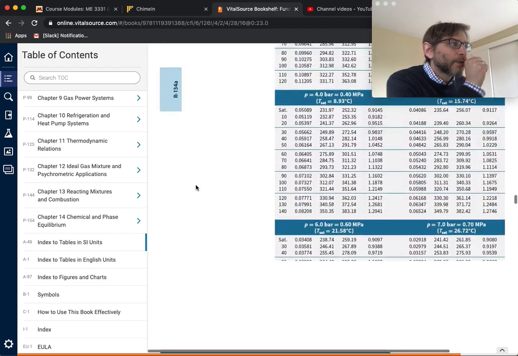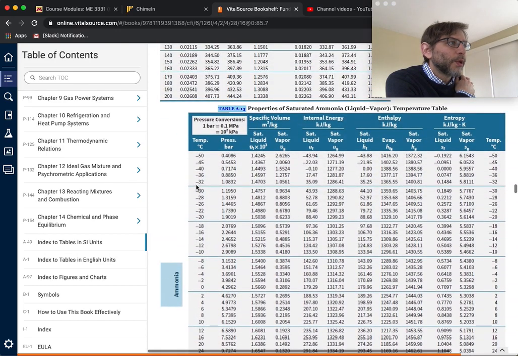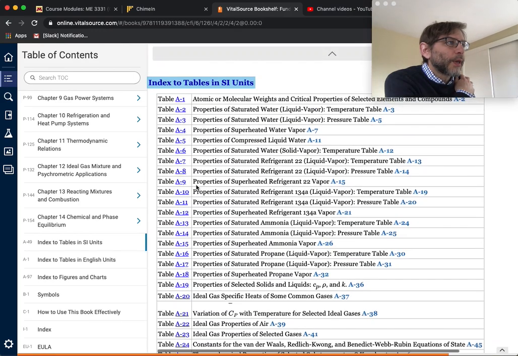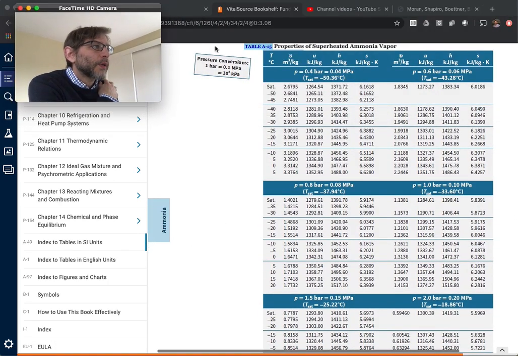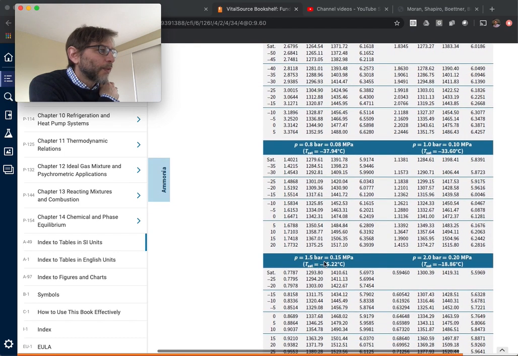Is this ammonia? Oh, that's R134a. Let's find ammonia. Here's ammonia. Let's look at superheated, it's probably the first thing to do. Ammonia, here it is. So we said 20 degrees C, and what's the pressure? 1.5 bar.